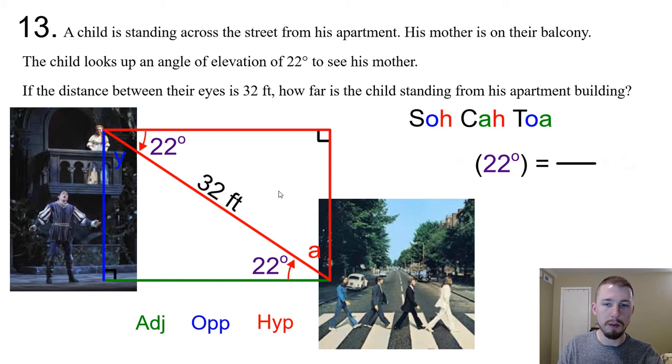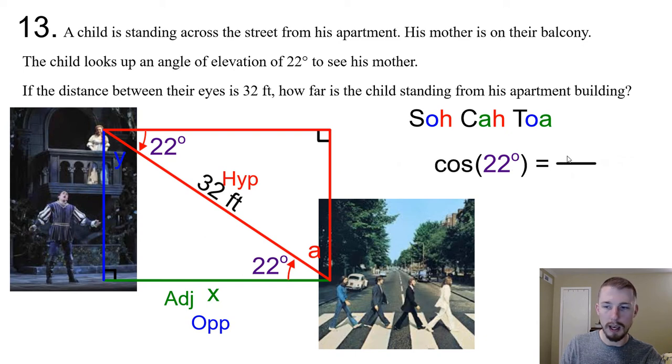Then the only other thing they ask is how far is the child standing from the apartment building. So from the child over to the apartment building is going to be this distance along the bottom here. We've got the adjacent side with respect to this angle, and we have the hypotenuse. So we're going to be using the cosine function. Cosine is the adjacent over the hypotenuse. So cosine of 22 degrees is equal to x divided by 32.